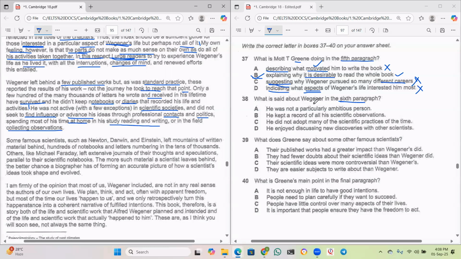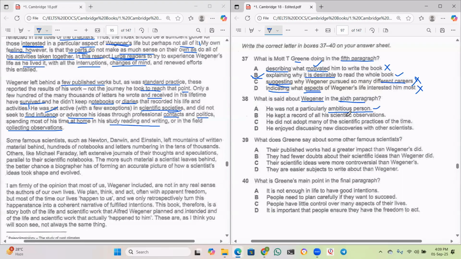Now, what is said about Wagner? He was not a particularly ambitious person. I think A is a bit matching, because what I read is that he was not active in scientific societies, he did not use his influence, and he did not use professional contacts or politics. He was spending most of his time at home just reading and writing. It means he was not an ambitious person. Yes, A is matching, but let us read the other options as well.